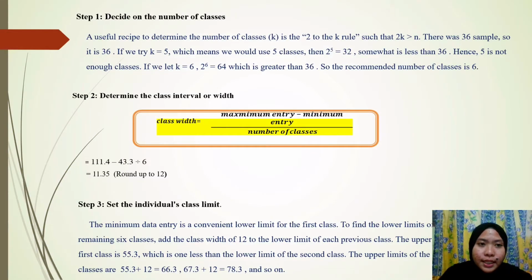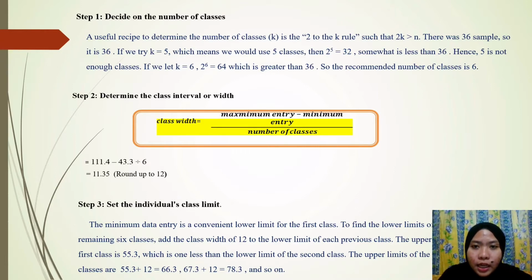For frequency distribution, we have 5 steps. Step 1 is decide on the number of classes. Based on our data, we get the number of data is 36. So if we try K = 5, 2^5 is 32, which is less than 36. So we use K = 6, 2^6 becomes 64, which is greater than 36. So the recommended number of classes is 6.